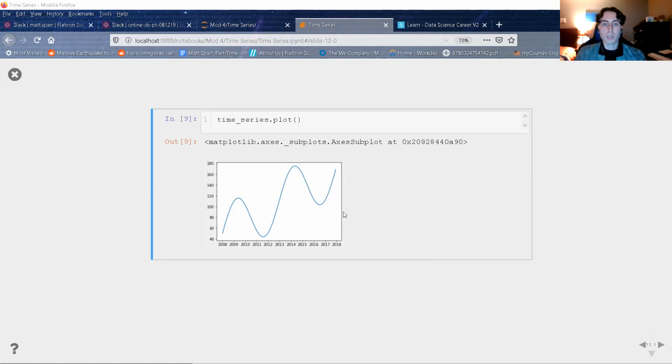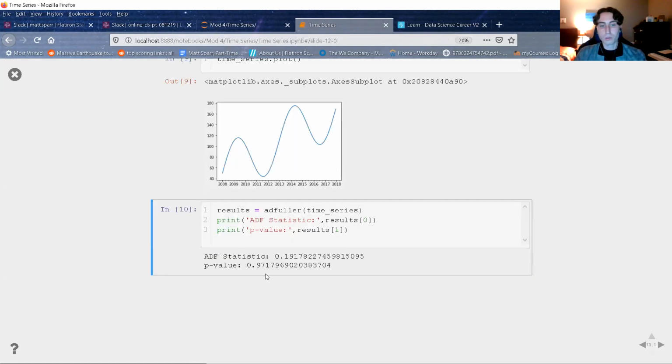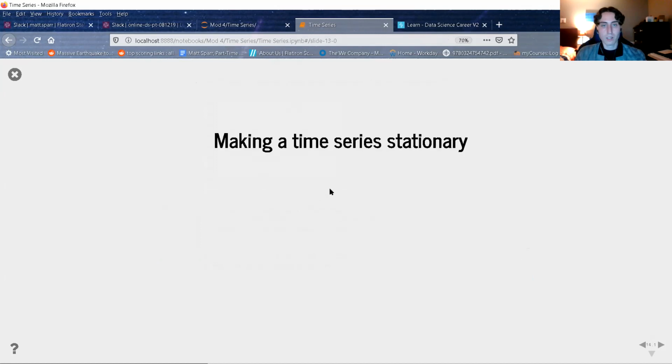So how would we make this stationary? First of all, just to confirm, we'll do the Dickey-Fuller test. We can see very high p-value, obviously not stationary. So to make it stationary, we have two main options, differencing and transformations. So we're going to start with differencing.